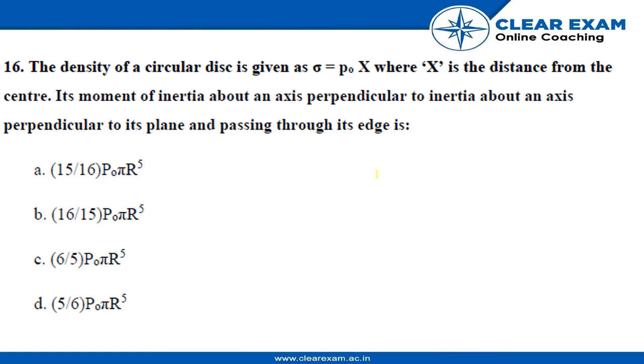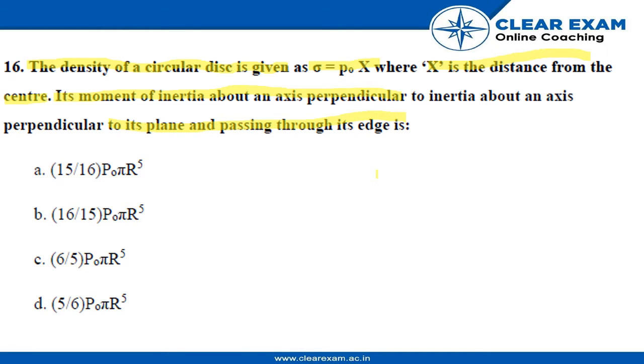So in this question, the density of a circular disk is given as rho, which is a function of rho naught and x, where x is the distance from the center, and we need to find out the moment of inertia about an axis perpendicular to its plane and passing through its edge.